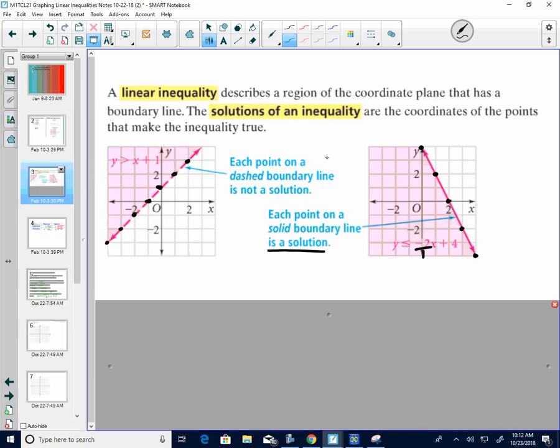And so now we're starting to look at more than one variable. So a linear inequality describes a region of the coordinate plane that has a boundary line. So the line that we draw is called a boundary line. We're cutting the plane in half and shading half of it. And the solutions of the inequality are the points that make it true. So in this case, the line would not be included, but any point out here in the shaded region is an answer. If it is a solid line, then we can include these points that are on the line. They are part of the solution in addition to every point in this shaded area.